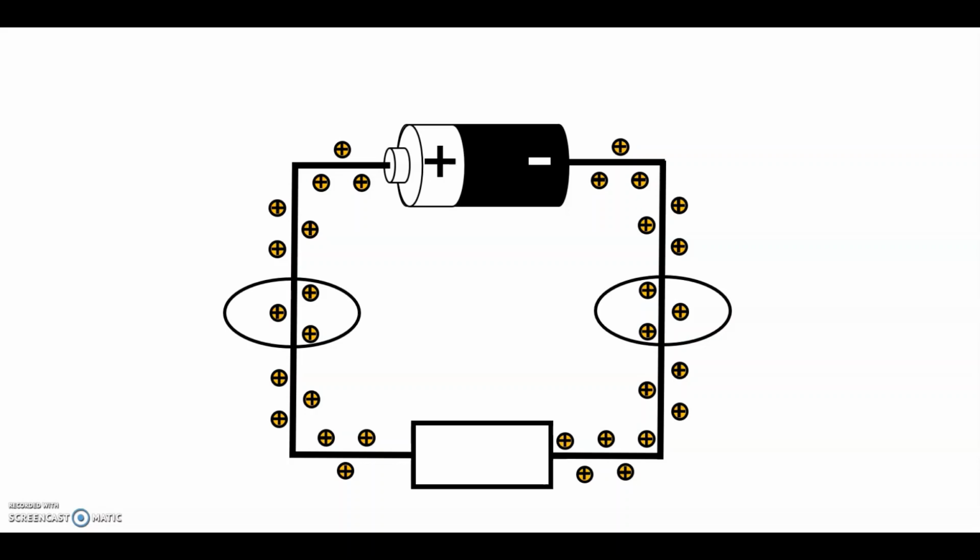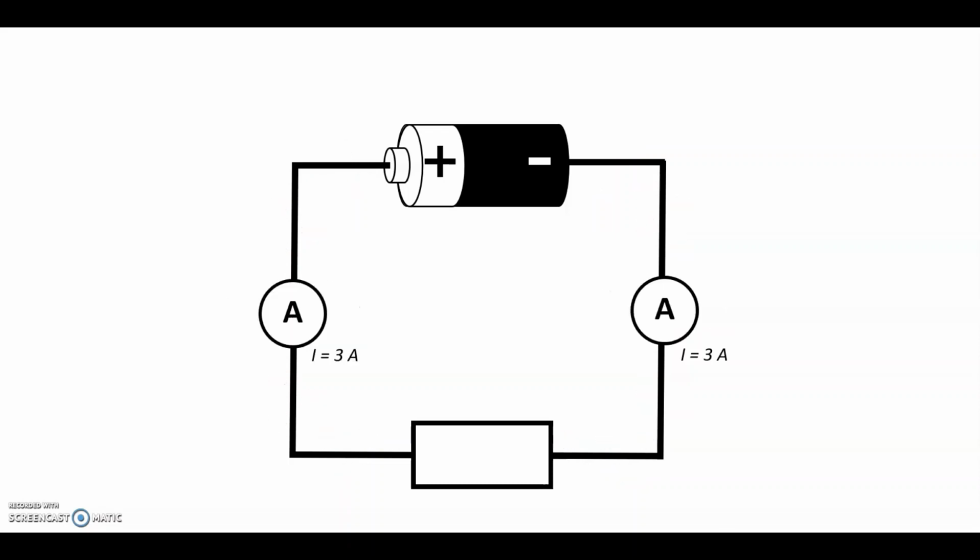So let's just say that's a 1.5 volt battery, and that resistor is half an ohm. Then what you're going to end up with is 3 amps of current going around that. So if I look at those numbers there, I can see that I have 3 amps and 3 amps.